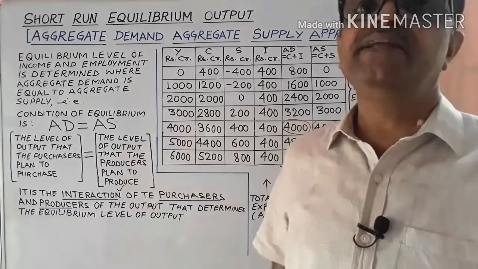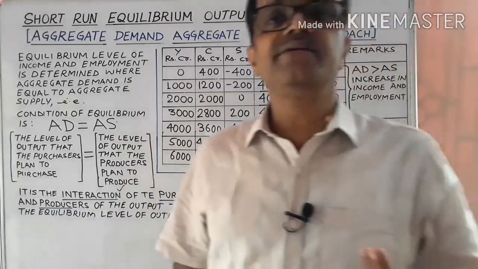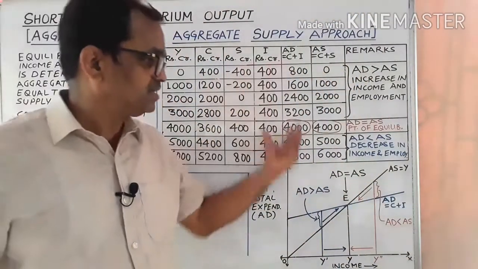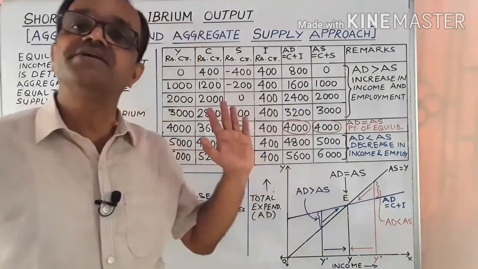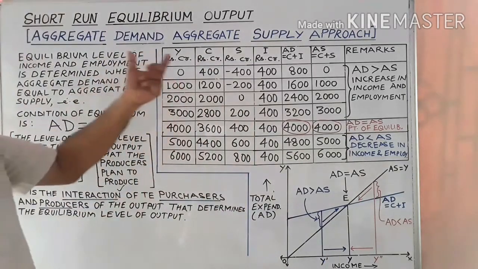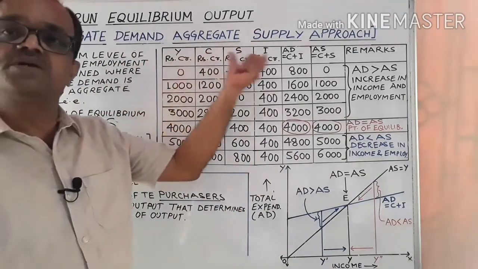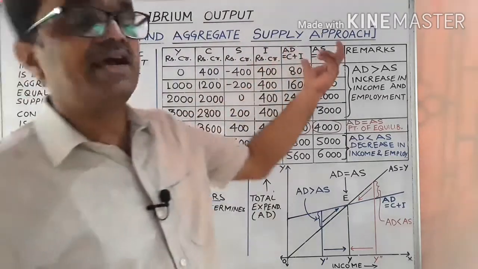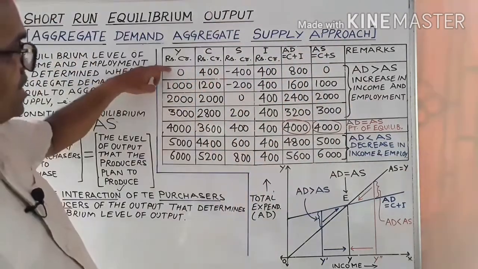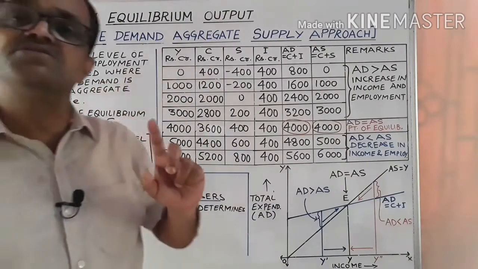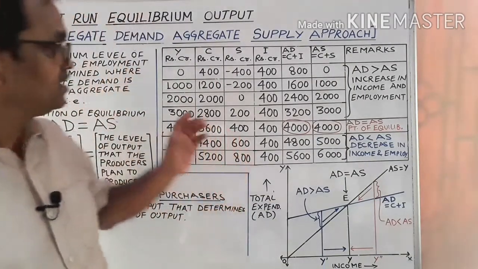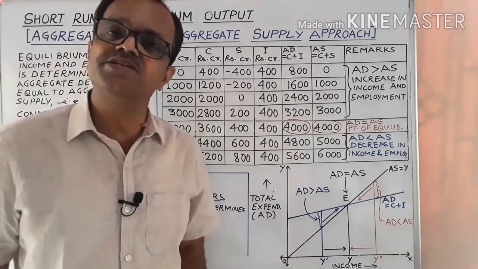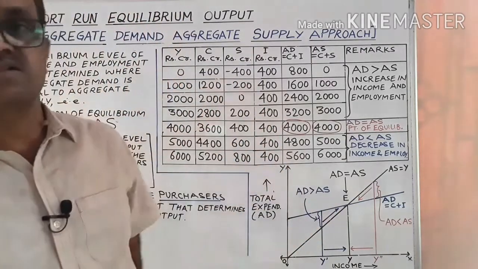Let us explain this theory of aggregate demand and aggregate supply equilibrium with the help of a schedule as well as a figure. Here this schedule shows the columns of income, consumption, savings, investment, aggregate demand and aggregate supply. The income gradually increases by 1000 crore, and at the different levels of income there are different consumption expenditures and savings.